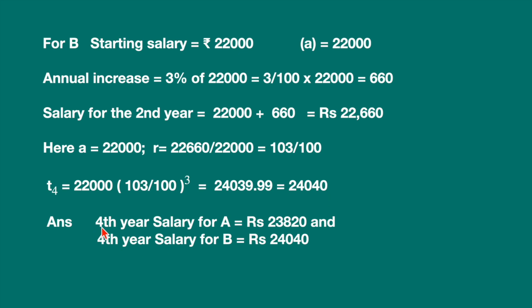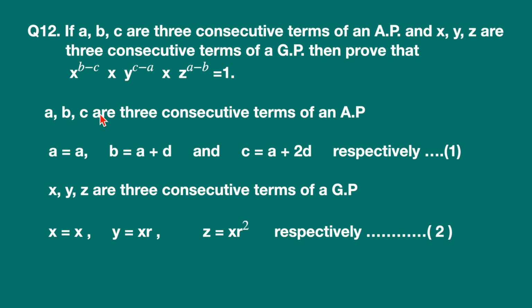So here the fourth year salary for A is 23,820 and for B will be 24,040. So this is better. He gets more salary.